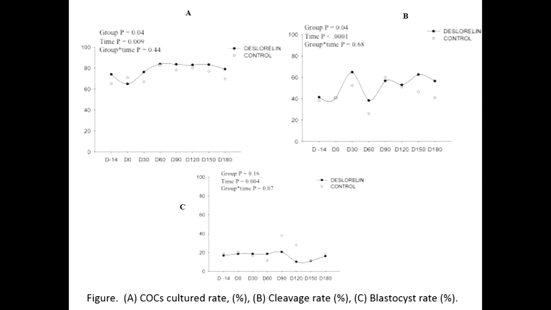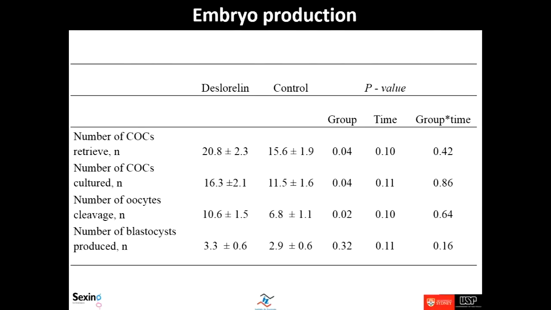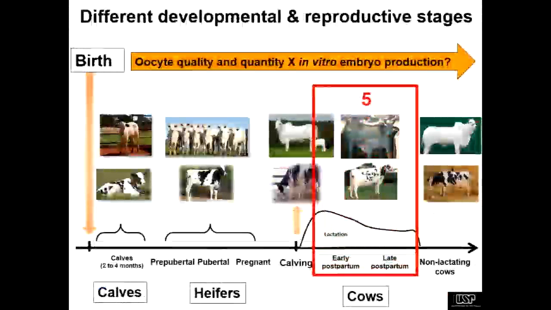No effect in the culture rate, cleavage rate, and blastocyst rate in blocked and non-blocked animals for 6 months. And look here, the deslorelin produced more cocks because probably the dominant follicle and the corpus luteum have some commitment on the day of the aspiration, but no effect at the end. The number of blastocysts produced was a little higher in deslorelin, but no effect. So without progesterone for 6 months, we didn't have any effect in oocyte quality. We need to try to understand what's happening in this situation.